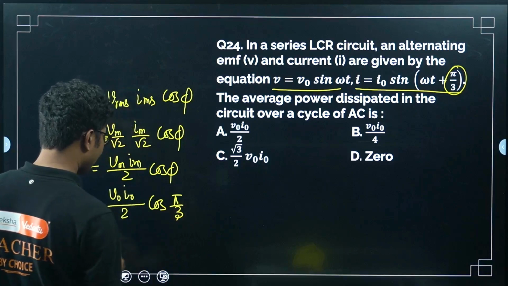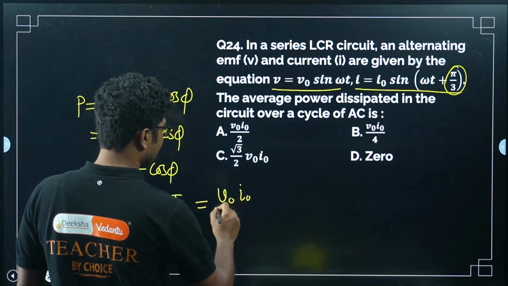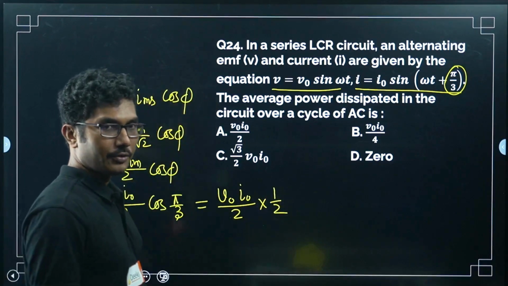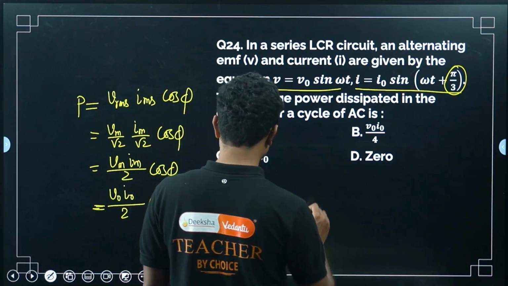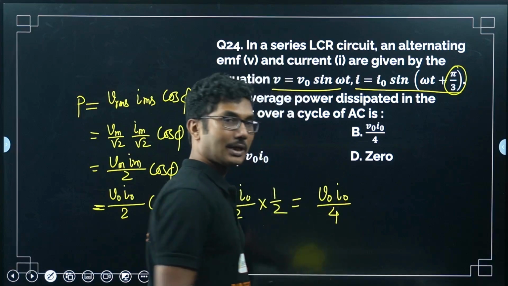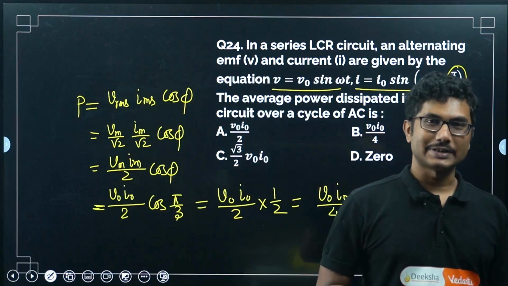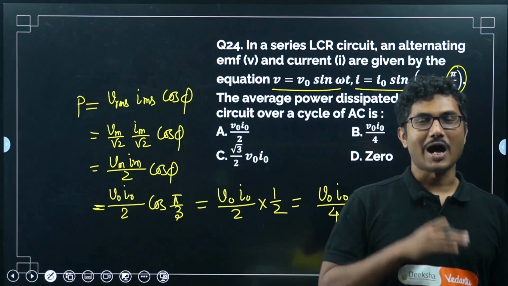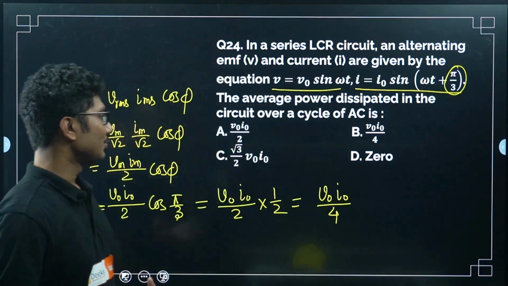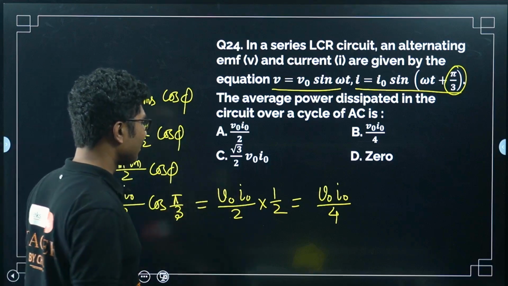So pi by 3 means what? 60 degrees. Cos 60 degree is half. Sin 30 is also half. Whichever way you want to remember, you can remember like that. I remember that cos 90 is 0, and before 0 it's half, and sin 0 is 0, after 0 it is half. Because it is closer to 0, the smallest value in all the values is half. So that's how I remember.